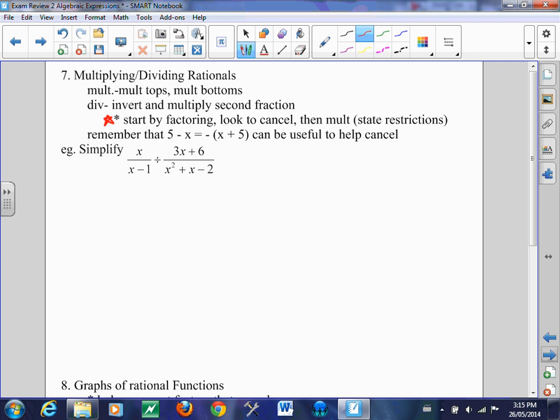Remember that we've seen a little trick recently: if you see two binomials and they're both opposite signs, you can multiply one by -1 and cancel them out.